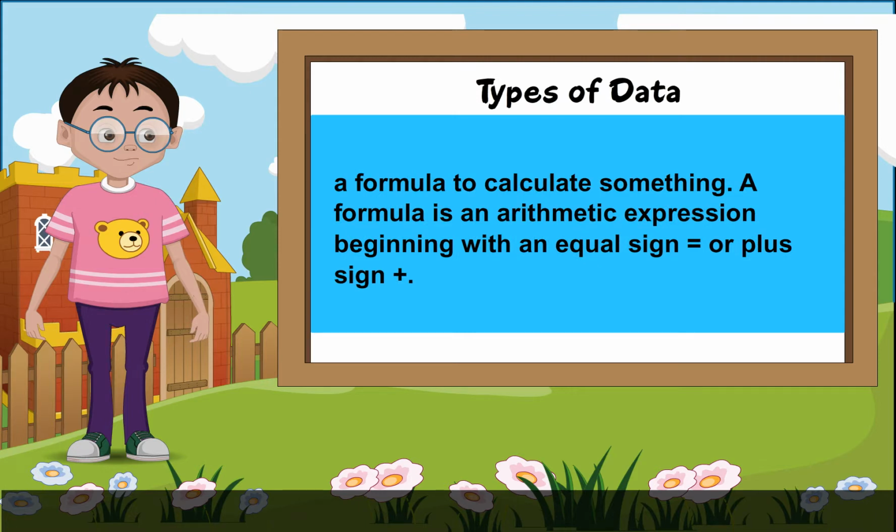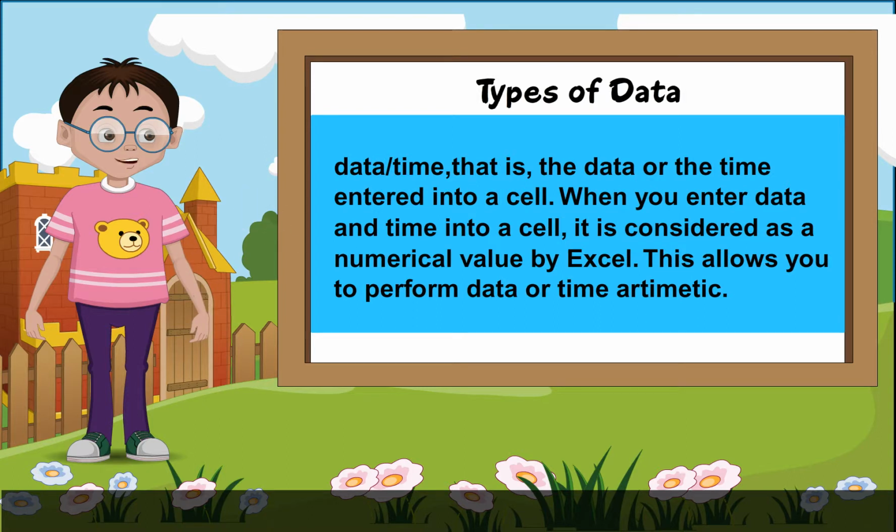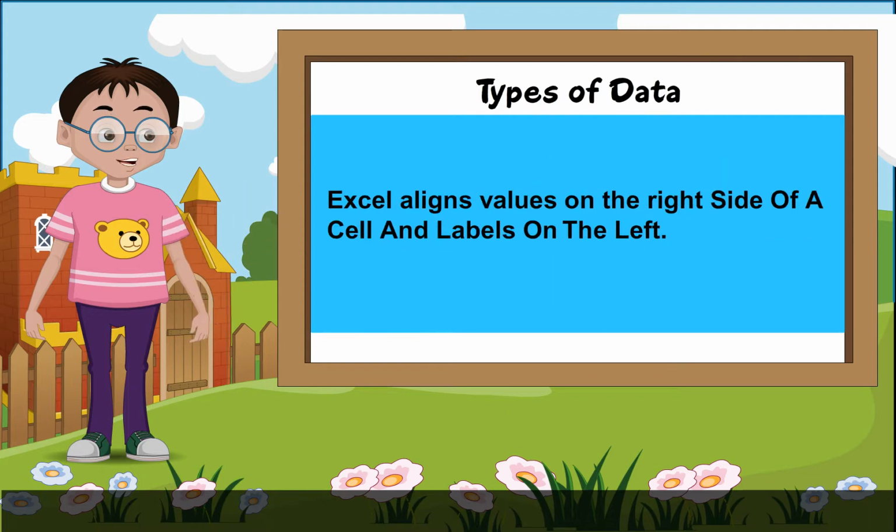A formula to calculate something. A formula is an arithmetic expression beginning with an equal sign or plus sign. Date or time, that is, the date or the time entered into a cell. When you enter date and time into a cell, it is considered a numerical value by Excel. This allows you to perform date or time arithmetic. Excel aligns values on the right side of a cell and labels on the left.